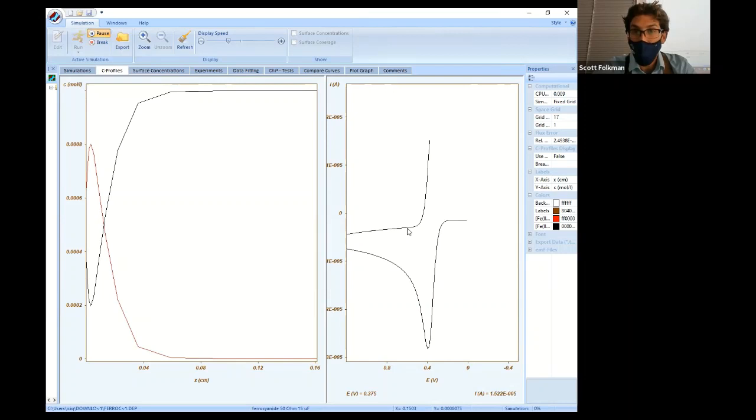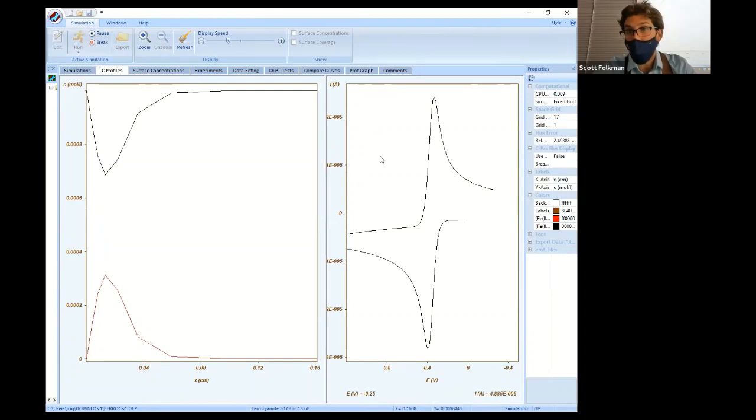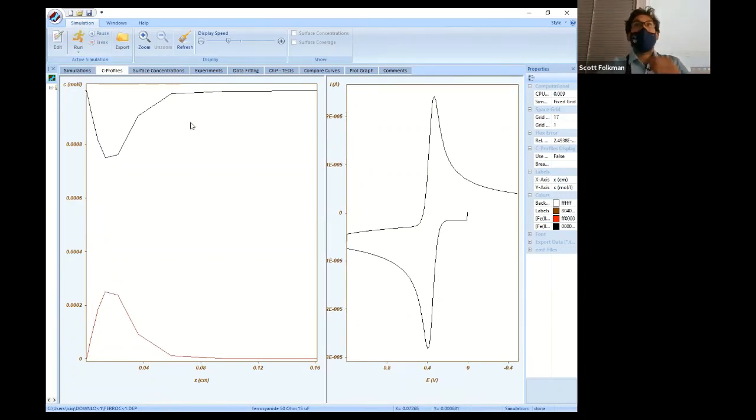We start to have cathodic current flow as the concentration profiles of these two evolve. We reach a peak here, and then again at further times we reach back towards bulk equilibrium. So if we continue to scan that way or hold the potential, these profiles would eventually reach flat lines again.